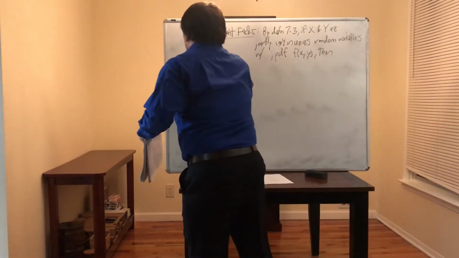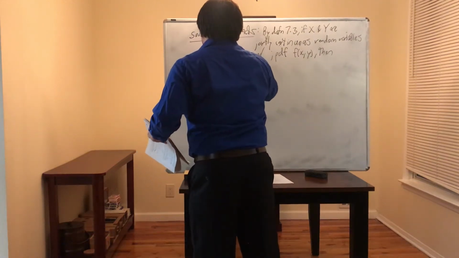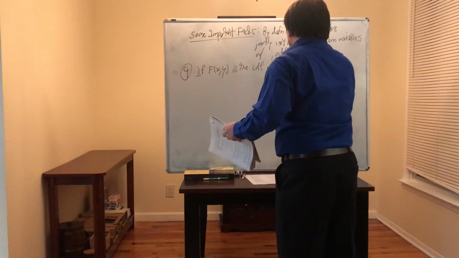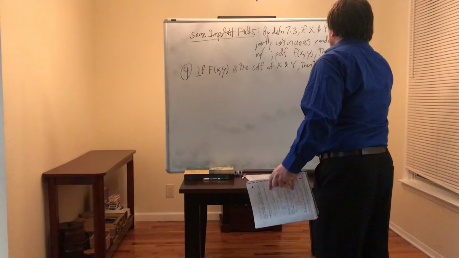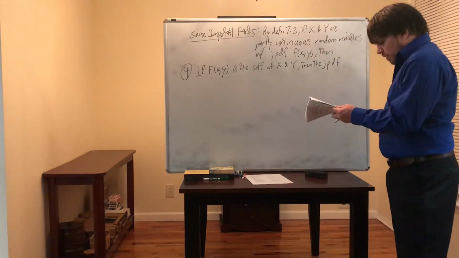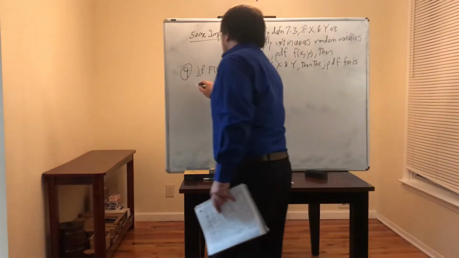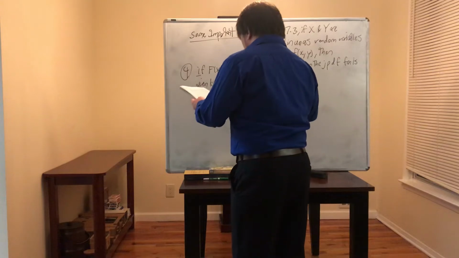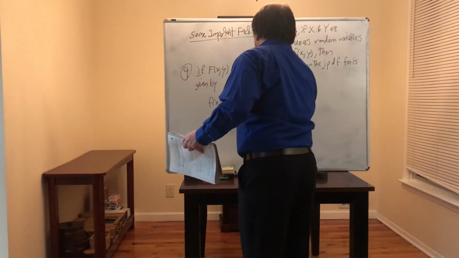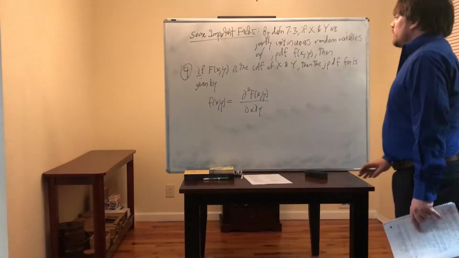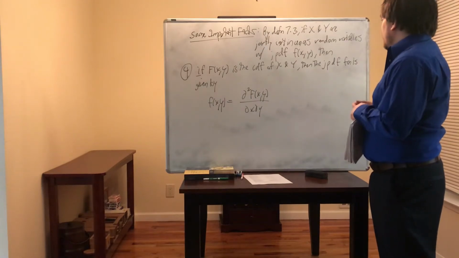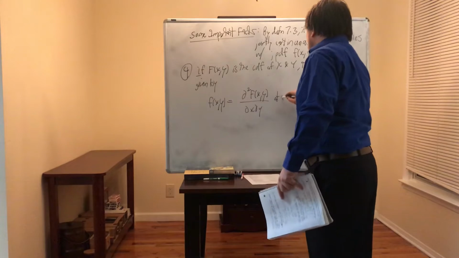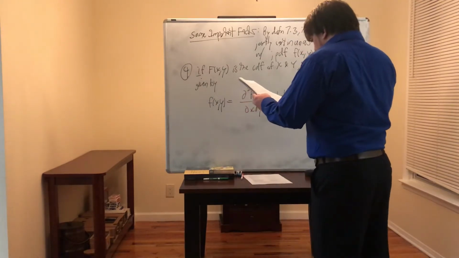Okay, now 4. If capital F of x comma y is the cumulative distribution function of x and y, then the joint probability density function, the JPDF, is given by little f of x comma y equals d2 capital F of x comma y over dx dy, at all x, y where the partial derivative is defined.